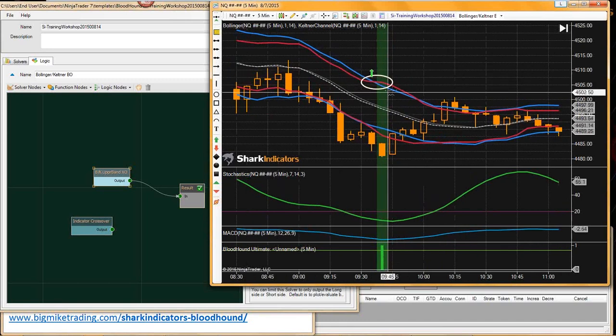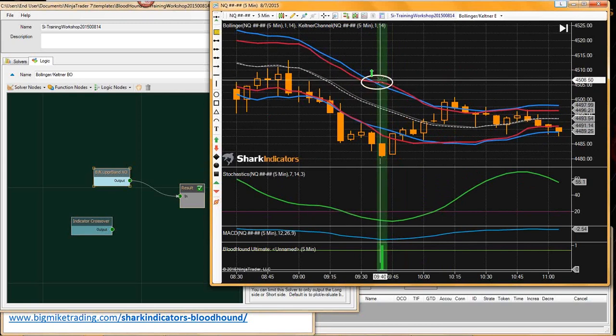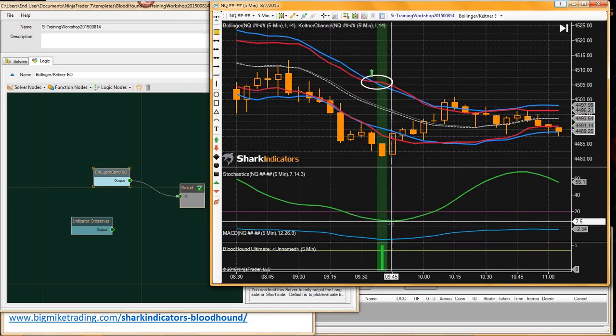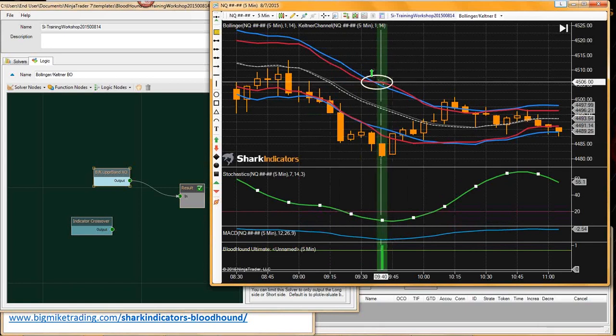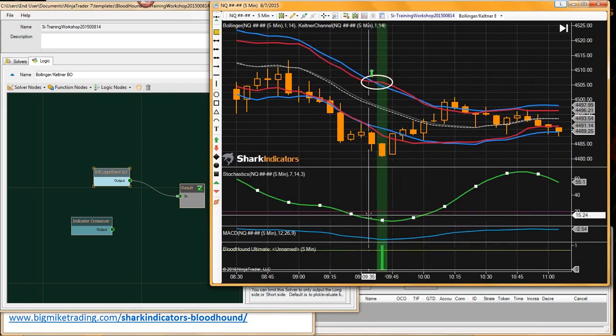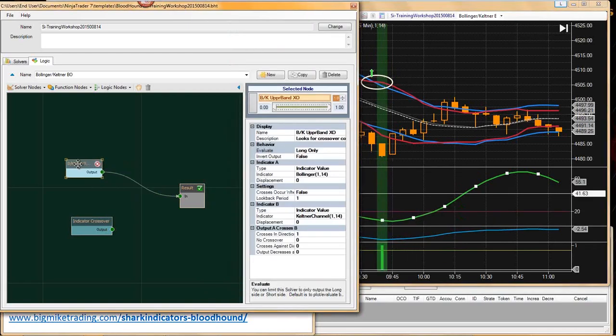All right. Now this cross above, according to Ben's rules, we're not looking for long signals based on the bands crossing up, right? The direction of the trade depends on the slope of the stochastic. So this cross above could be a long trade or a short trade. So we need both a long and a short signal here, right? And the stochastic is actually going to determine the direction of the trade.